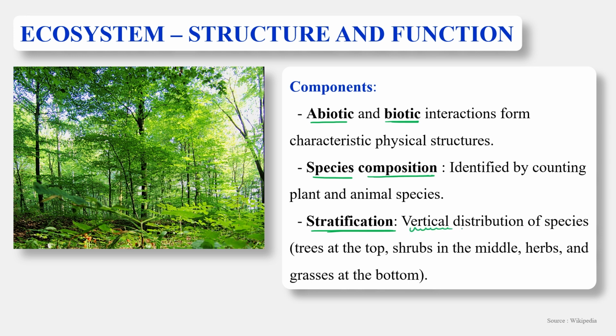Vertical distribution of species, like as you can see in this particular picture, on the top trees are present. In the middle region, some kind of herbs or shrubs are there, and on the bottom some kind of grasses are there. So this is again a component of this ecosystem. So what are the components? Different kinds of factors, biotic and abiotic, different types of species present in that ecosystem, and vertical distribution of species, that is known as stratification.